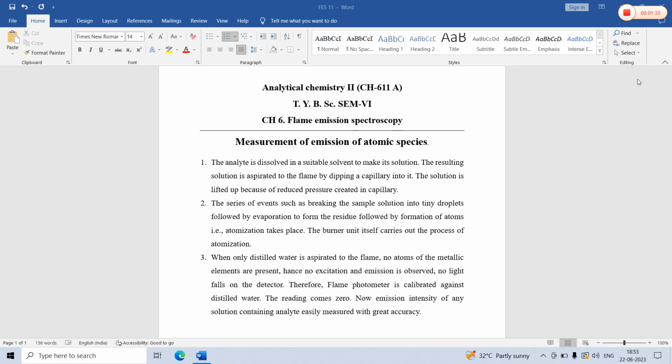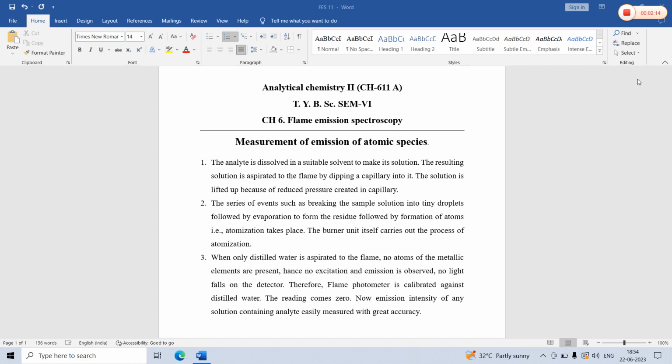Now we will focus on how the measurement of emission of atomic species is carried out. That means, for the emitted atomic species, how is its intensity measured in flame photometry. Specifically, this lecture gives the information about this topic. In the principle we have already learned what exact process takes place in the flame photometry.